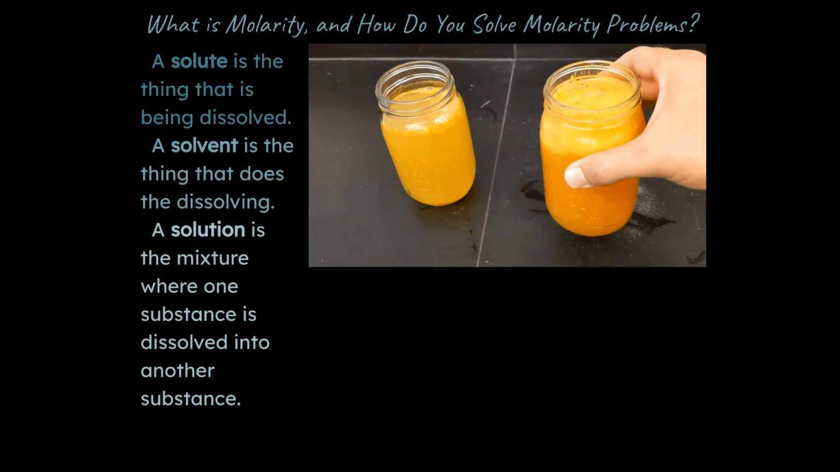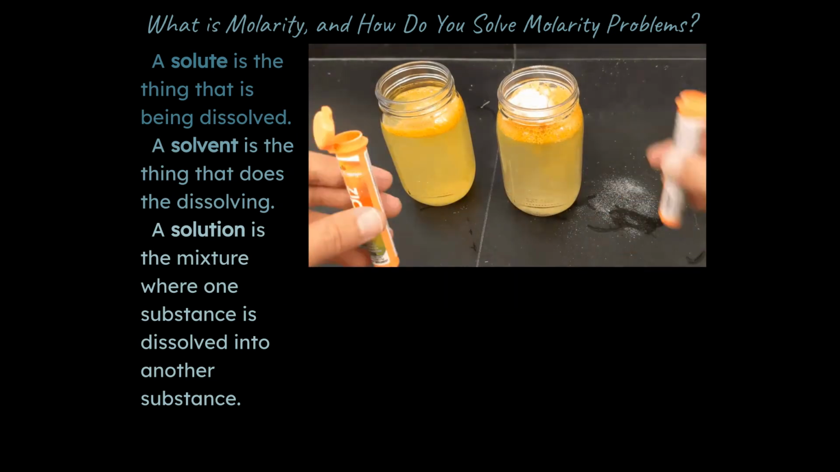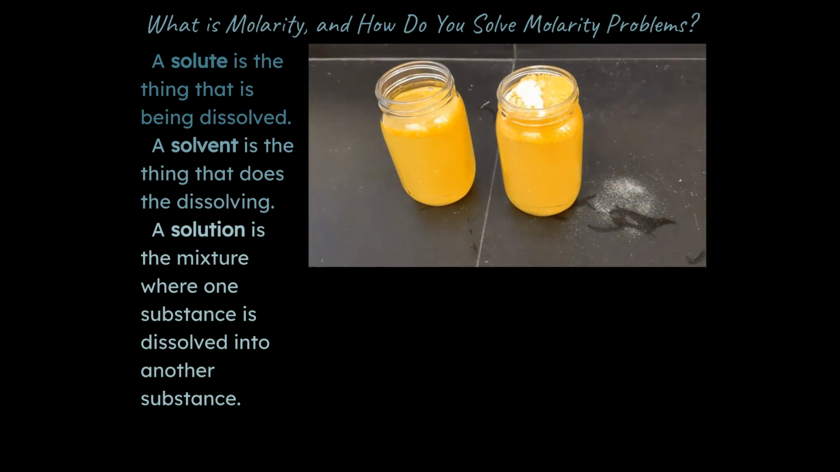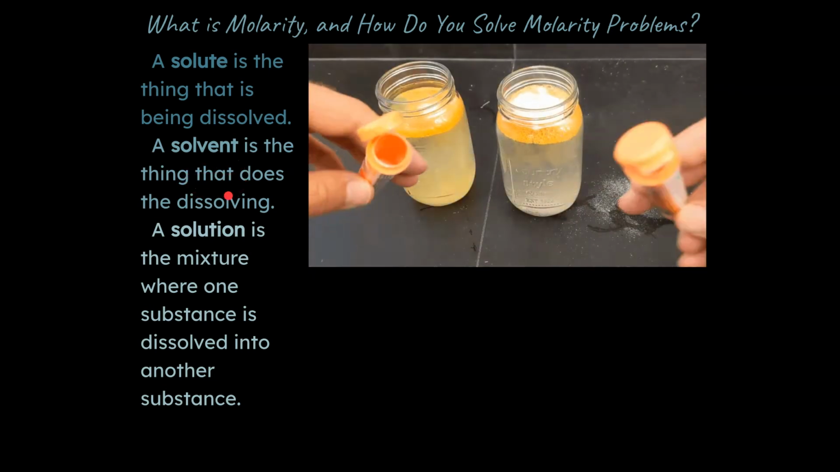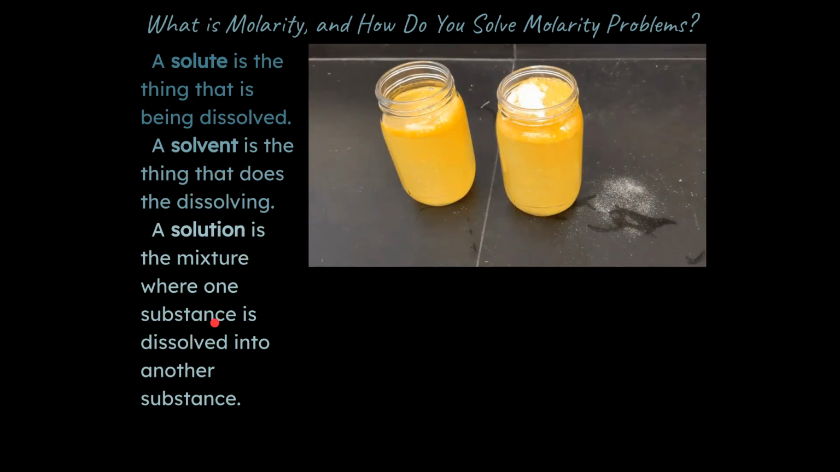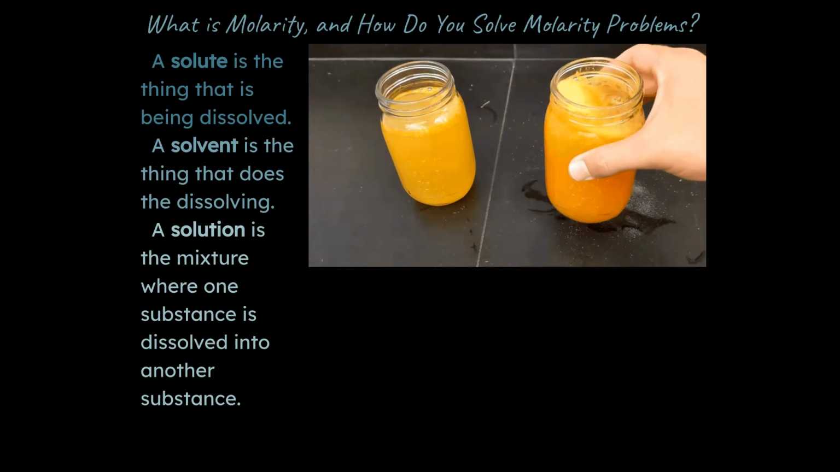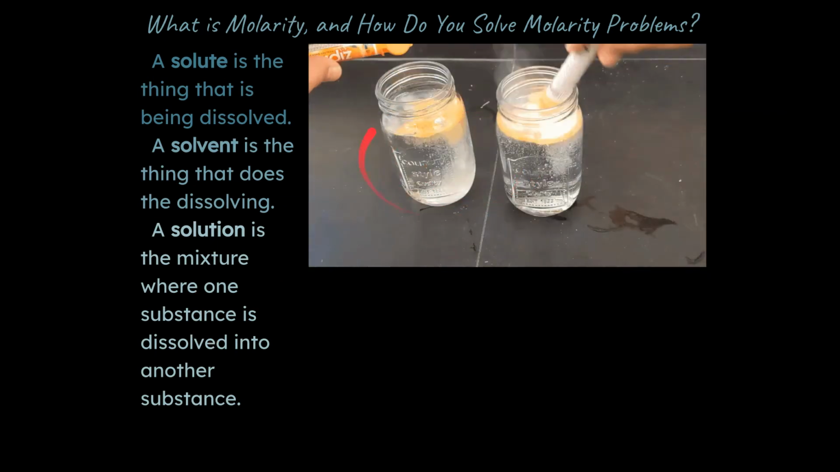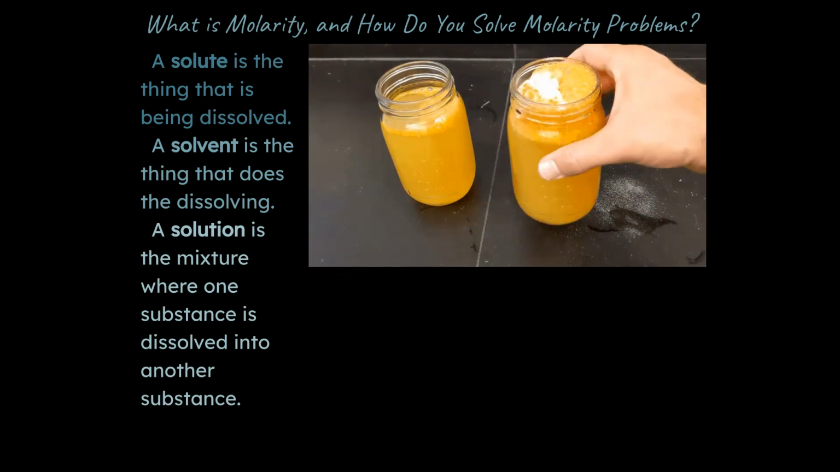There are some other terms that we need to talk about just so that we're all agreeing that we're talking about the same thing. A solute is the thing that is being dissolved, a solvent is the thing that does the dissolving, and a solution is the mixture where one substance is dissolved into another substance. So what do you think the solvent, solution, and solute is here in this example?